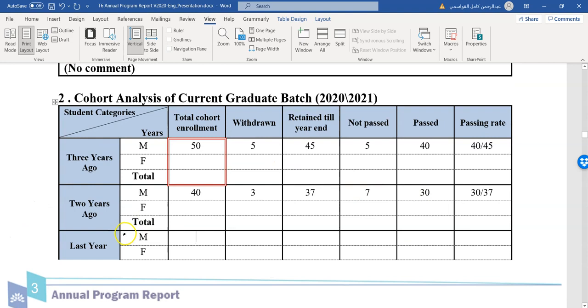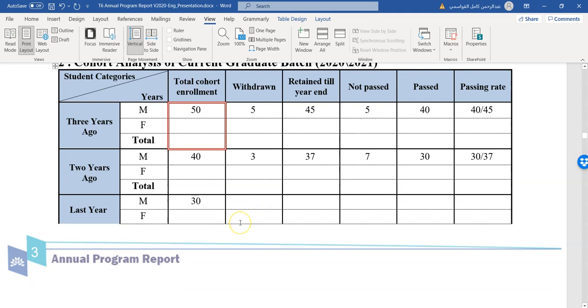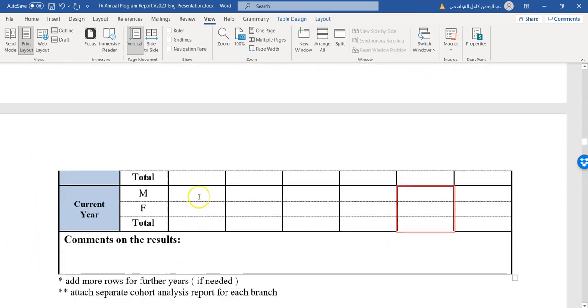I have 30 students that they passed the second year, withdrawn, for example, 0, the retained 30, not passed, for example, 5, they passed 25, which means 25 over 30 students. This is the passing rate. And the current year now, the number of passed students in the third year 25. I will write here 25.